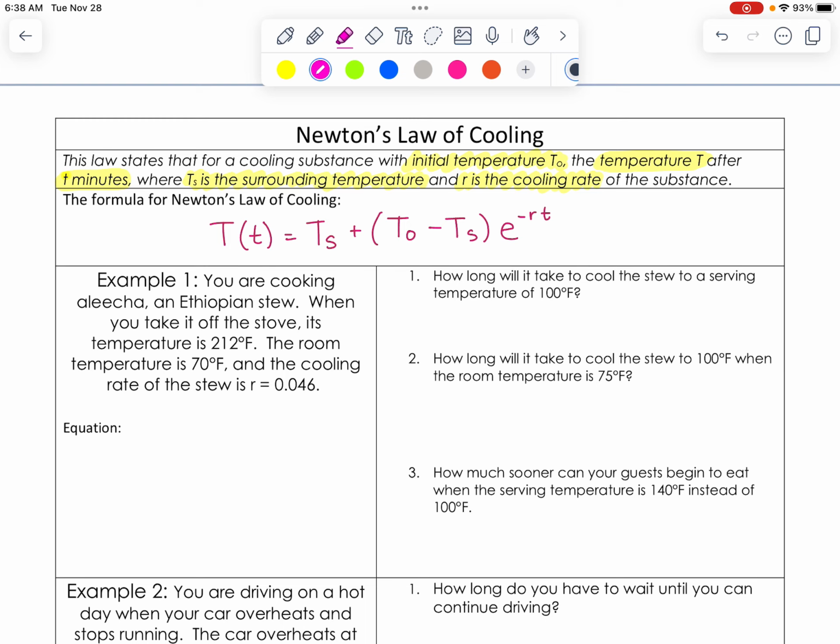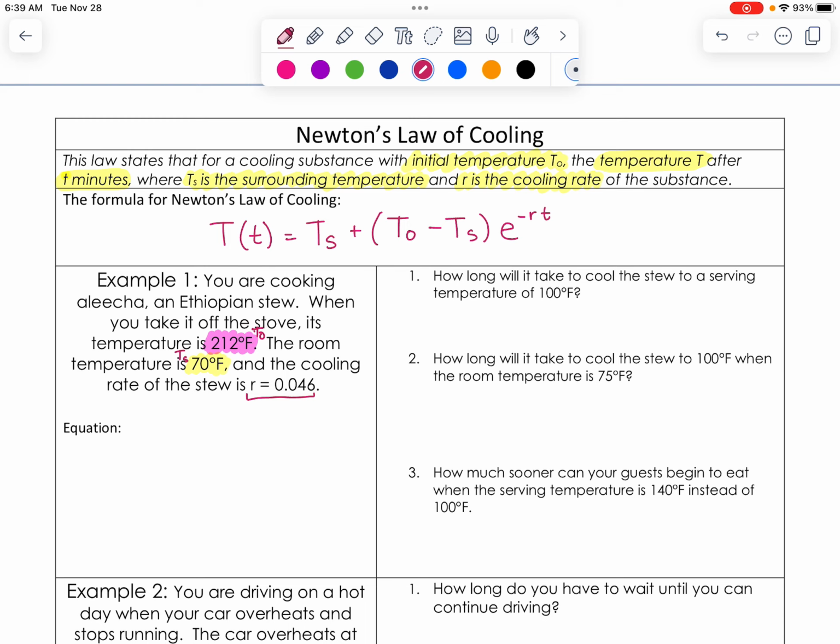So we're going to get started with example 1. You are cooking alicha, an Ethiopian stew. When you take it off the stove, its temperature is 212 degrees Fahrenheit. All right, 212 degrees here. This is the initial temp, T0. The room temperature is 70 degrees. Okay, 70 degrees, the room temp. That is the surrounding temp, TS. And the cooling rate of the stew is R equals 0.046.